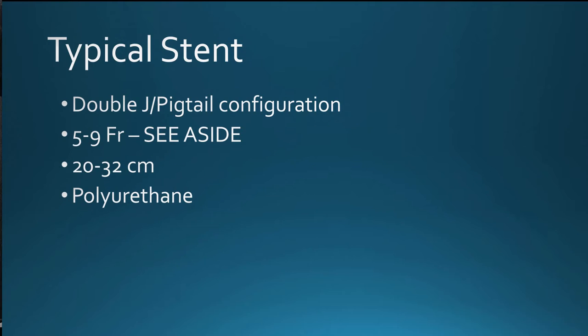Typical stents are double pigtail configuration, with proximal and distal coils to allow the catheter to maintain its position. Usually they are 5 to 9 French in diameter and 20 to 30 centimeters in length, typically of some type of polyurethane construct.